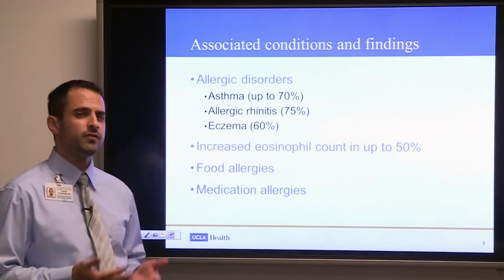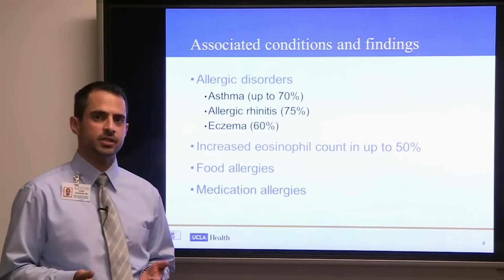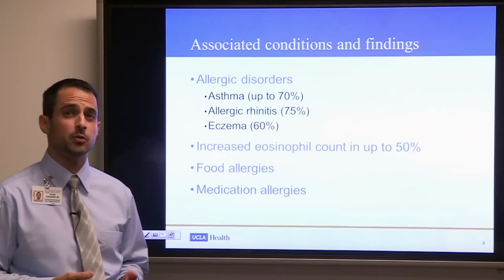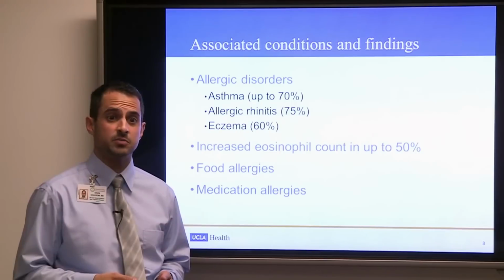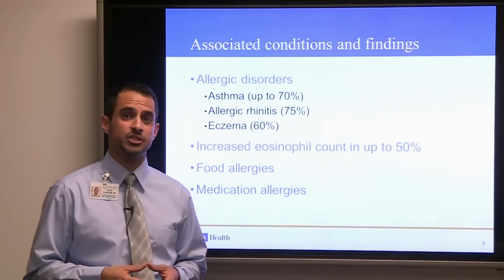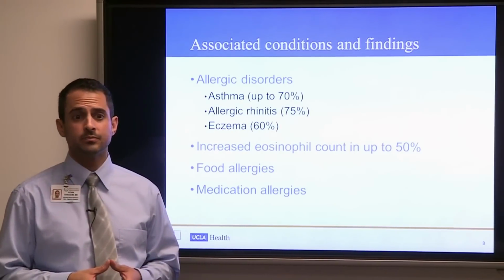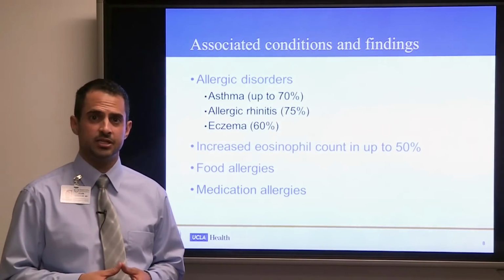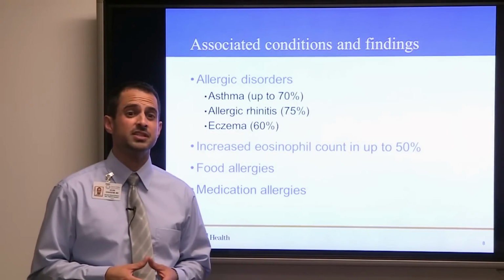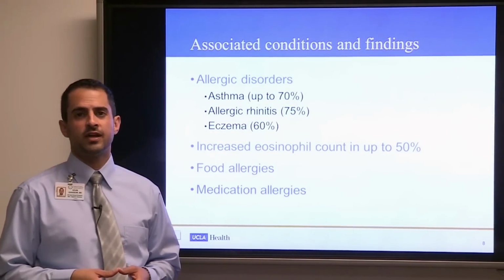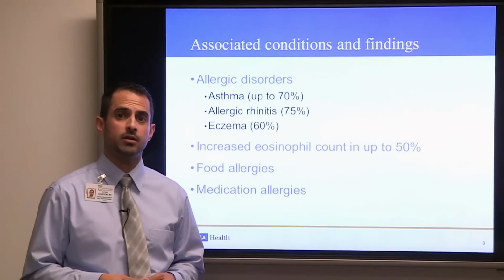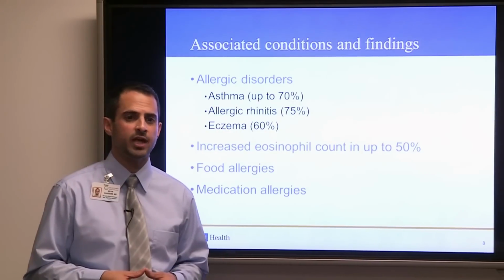So we find that because this is an allergic condition, other allergic conditions are found in these same patients. And people with EOE are more likely to have asthma, up to 70% of people. Allergic rhinitis or nasal allergies are found in 3/4 of patients. Eczema, which is a skin condition that's allergy mediated, is found in up to 60% of people. We also find that if we do blood testing, patients' eosinophil counts in the blood are elevated. About half of these people will have that.